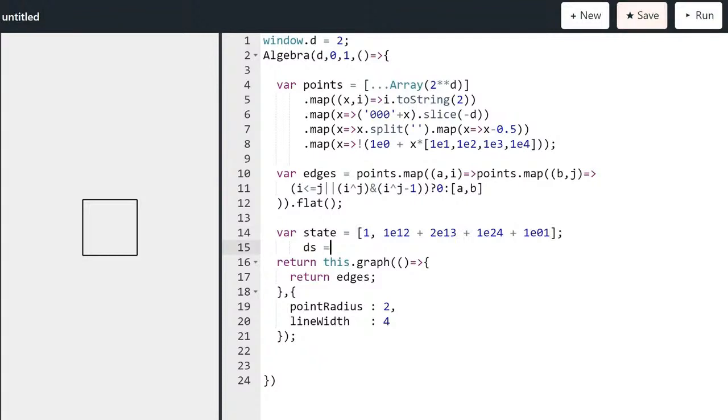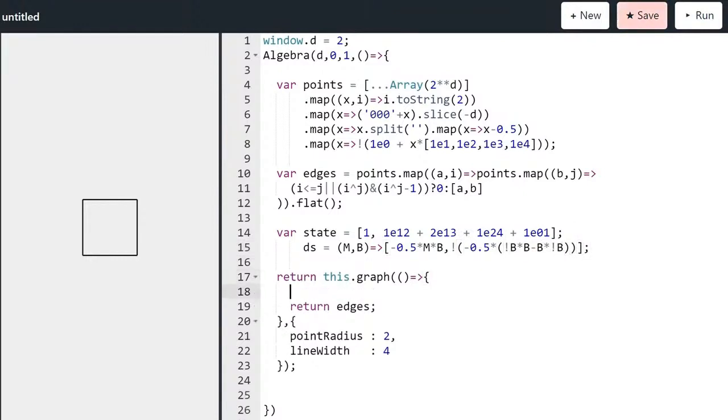Of course, we also need a differential function on the state. This takes a motor and a velocity bivector, and it returns a new state being minus 0.5 times m times b. And then the dual of the commutator product, minus 0.5 times the dual of b times b minus b times the dual of b. That's our differential. And then, of course, we would need to use the motor to transform our edges.